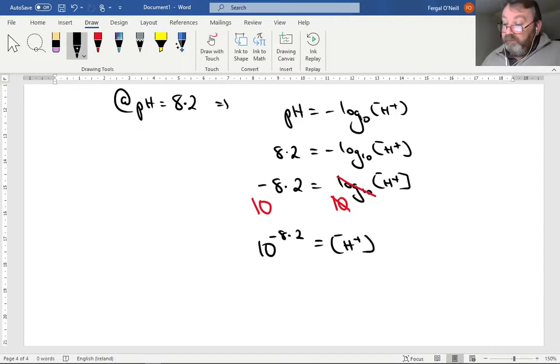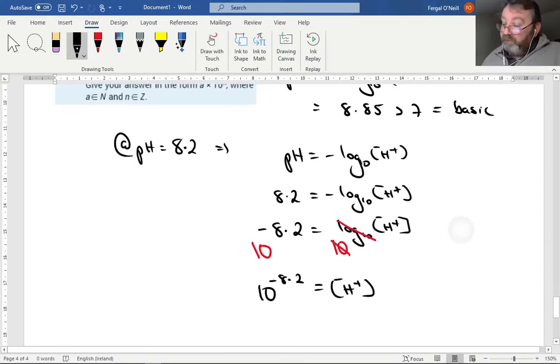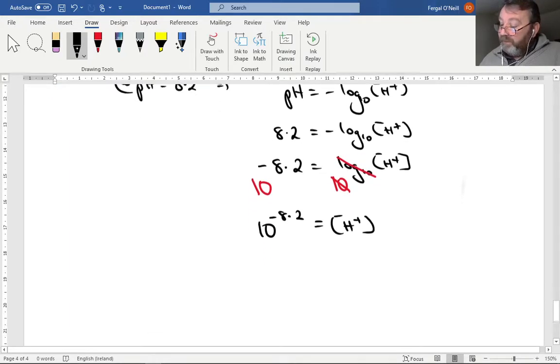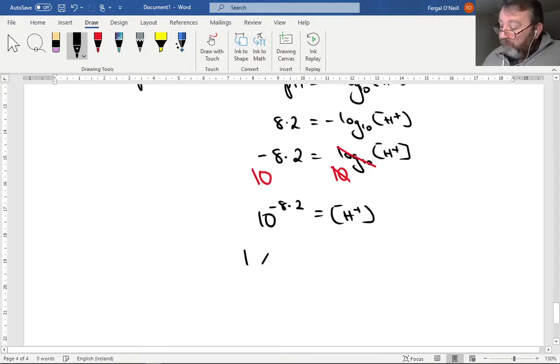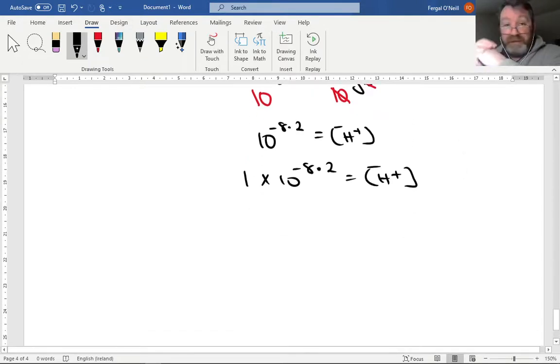And that's it. It doesn't ask you to give your answer in the form of a by 10 to the n, where a is an element of natural numbers and n is an element of Z. So all you've got to say is it's 1 by 10 to the power of minus 8.2 is equal to the hydrogen ion concentration. Now, that's the question I asked you to take a look at for homework. They're not going to get more difficult than that in terms of the test we're going to have on Thursday.